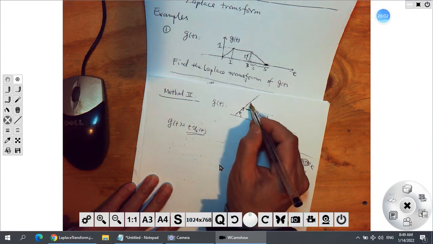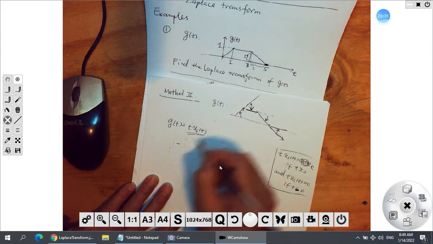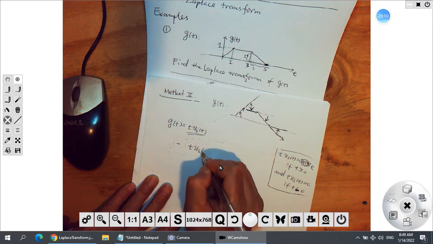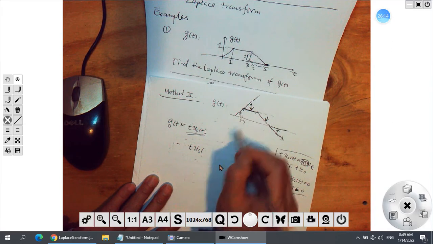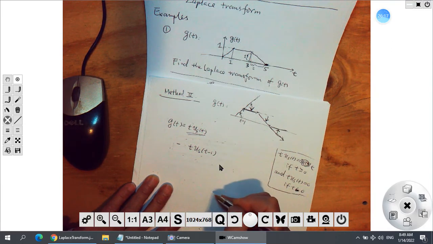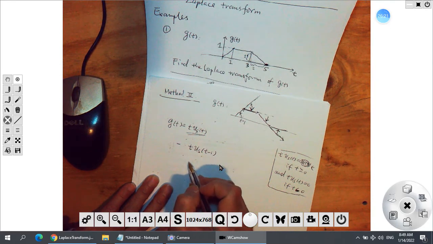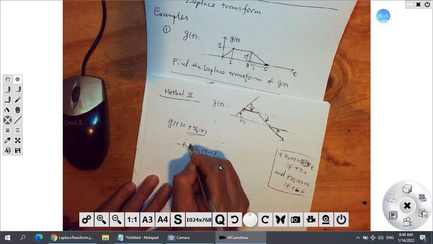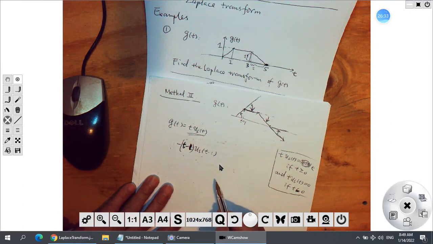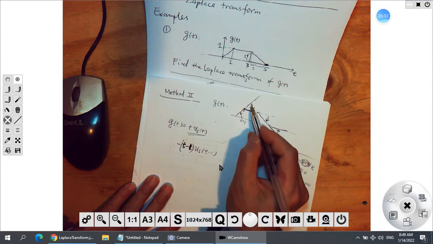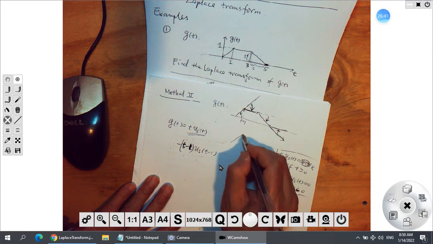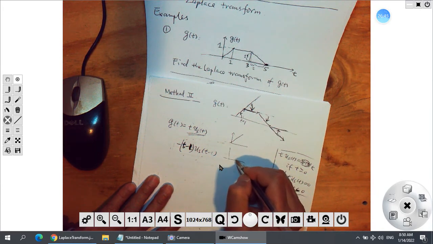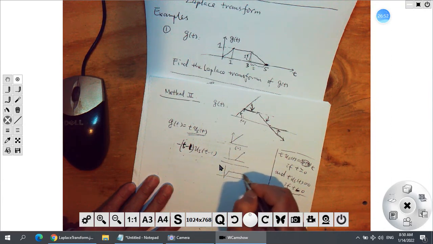And then you need a minus 1. So you minus a ramp, t times u of, but this ramp starts at this point, where t equals 1. So it's t minus 1, and the u also has a shift, t minus 1, u of t minus 1. Okay, you have a negative ramp here, right? It is this one minus this one. Then you get, here's a 1, here's a 1, you get this one. You got it?